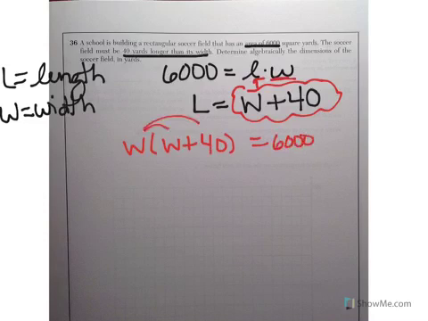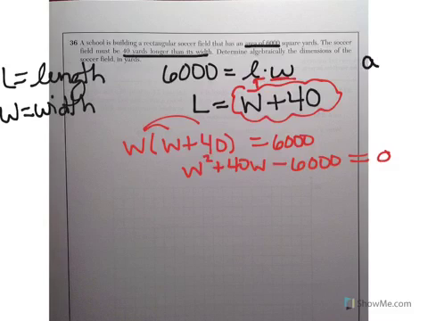Okay, now I'm going to distribute, and I'll have W squared plus 40W, and I'm already just going to subtract 6,000, and it all equals 0 because I want everything equal to one side. So whenever you end up with a square, you want to set everything equal to 0 so that you can then use either the quadratic formula or factoring. Okay, so I'm going to use the quadratic formula. I think that would be easier.